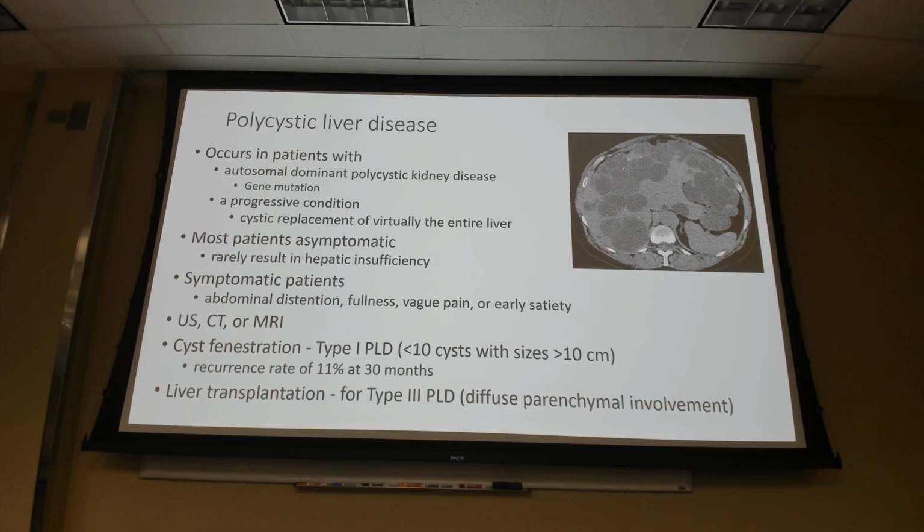Most patients are asymptomatic, but it's progressive, so they have to be monitored, and we look at how invasive it is and how many cysts are in the liver. Some procedures we can do for it are cyst fenestration, which is just draining them. But there's no real cure for this other than liver transplantation, and there are different types, like a type 3 is going to require liver transplantation.